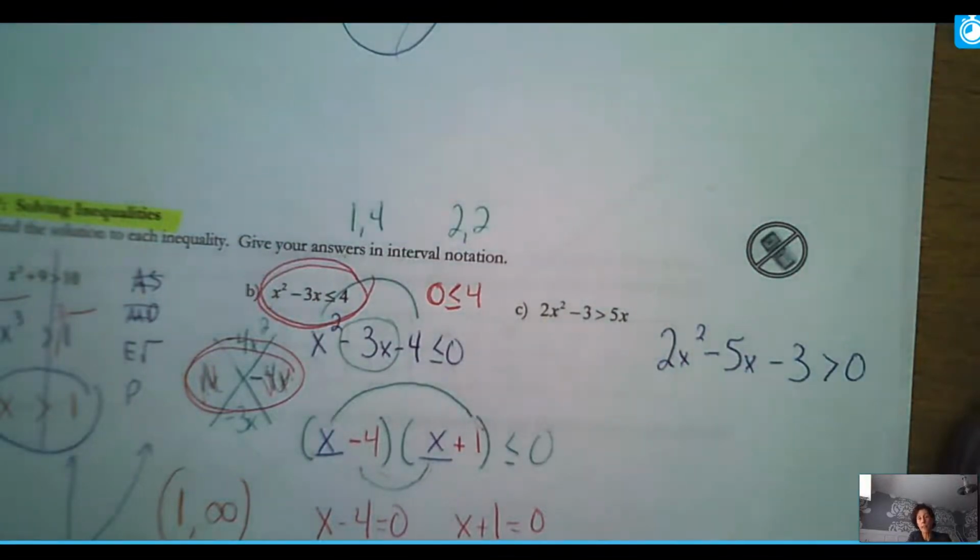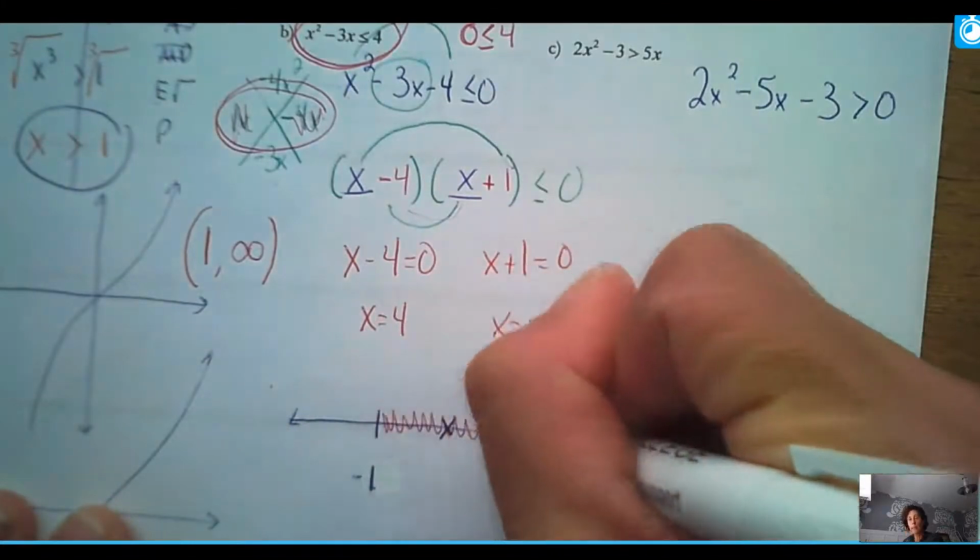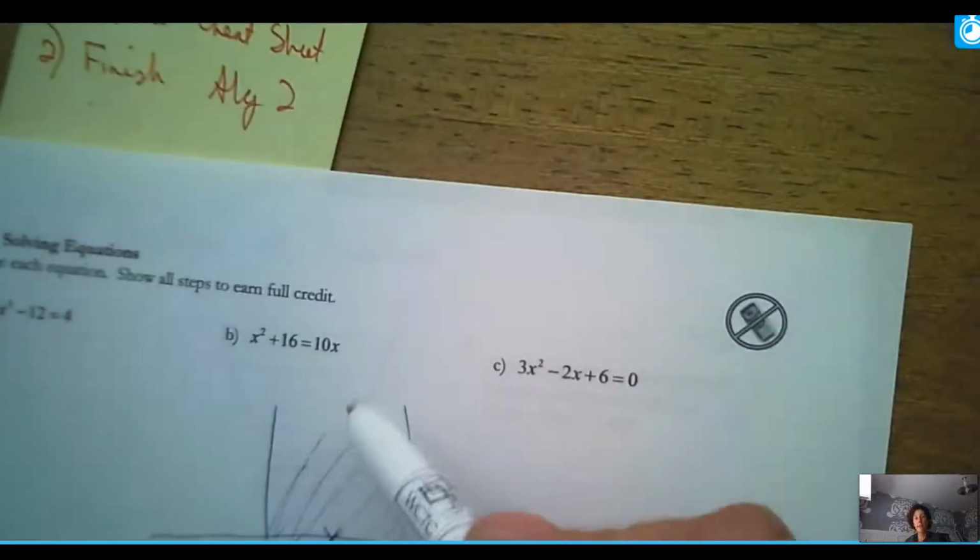Is 0 less than or equal to 4? Or is the alligator happy because he's eating the bigger amount? And he is. So our alligator likes to be here. He likes to be inside this U.